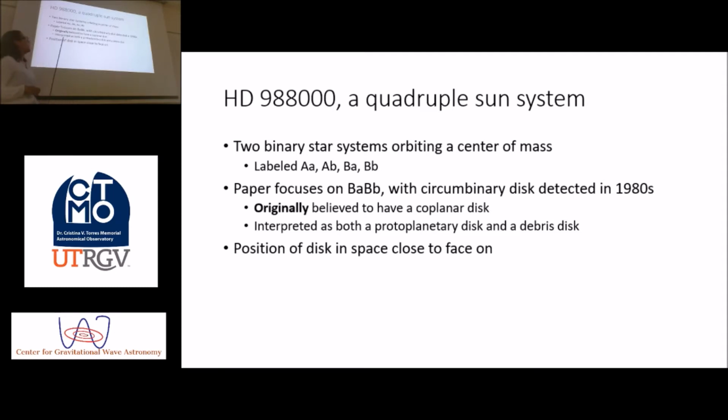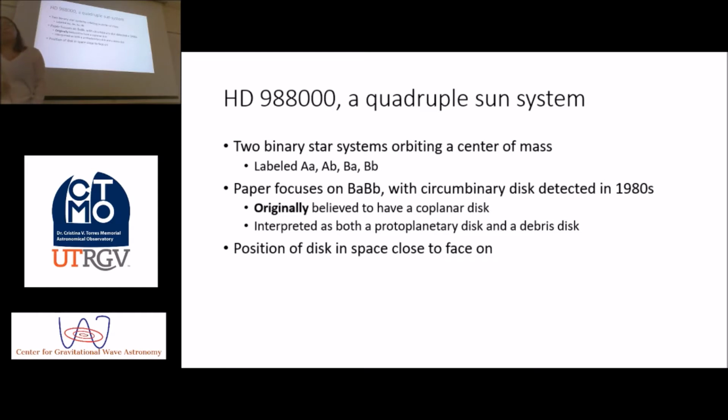And so sometimes in the paper there would be very weird sentences talking about system B little a, B little b, and so it was difficult to keep track of, so I wanted to point that out. The paper focuses again on binary system B, and it's been known that binary system B had a circumbinary disk orbiting around it since the 1980s.